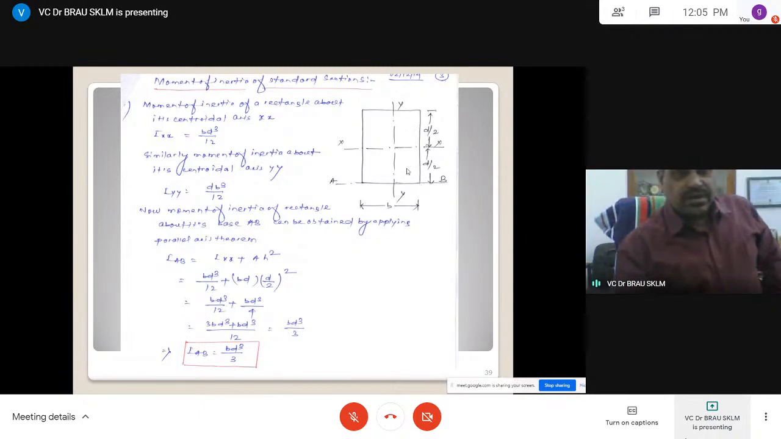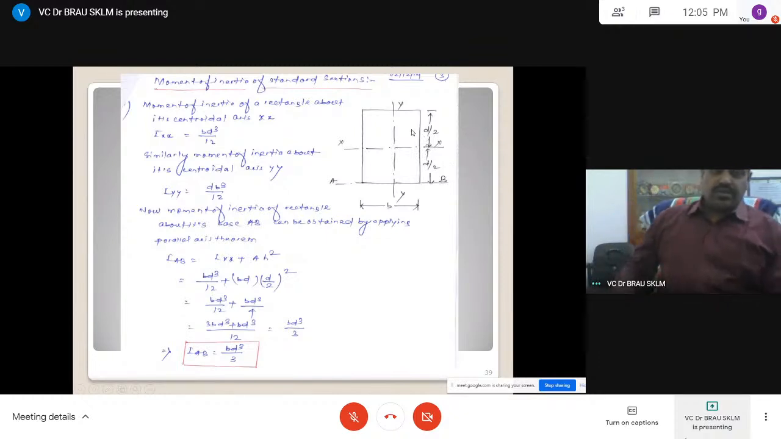Now I want to calculate the moment of inertia passing through this point, this axis. This we know. That is why IAB is equal to the moment of inertia passing through the centroid, Ixx, plus the area into h square. Simplified, it comes as BD cube by 3. This is the simple form.